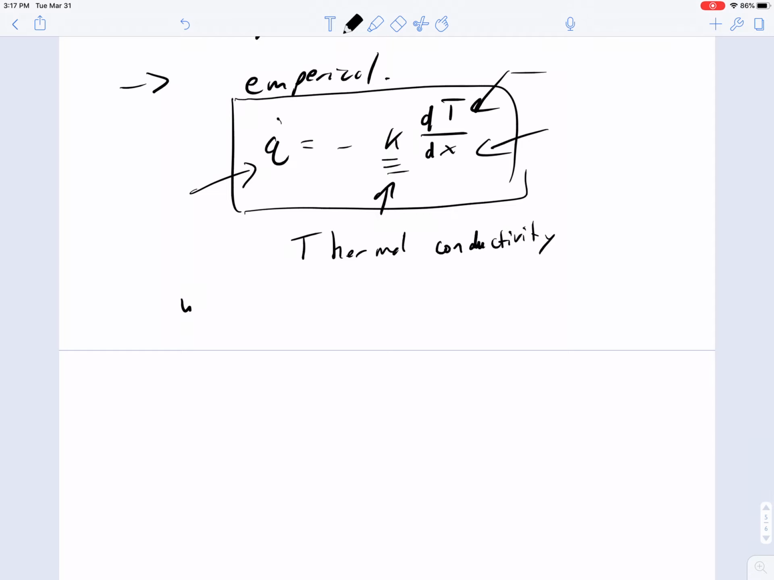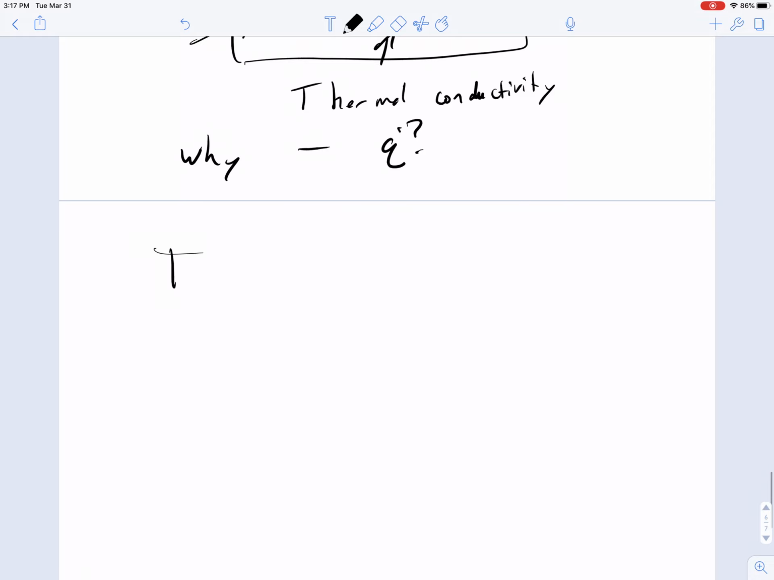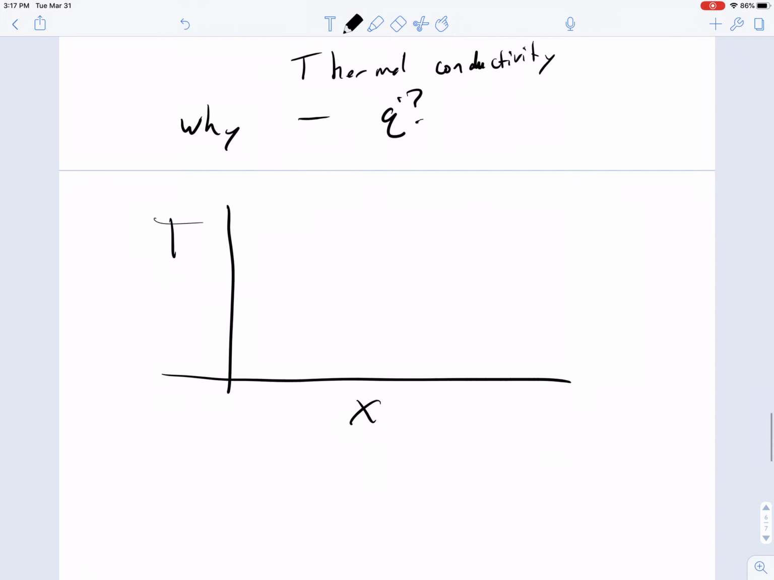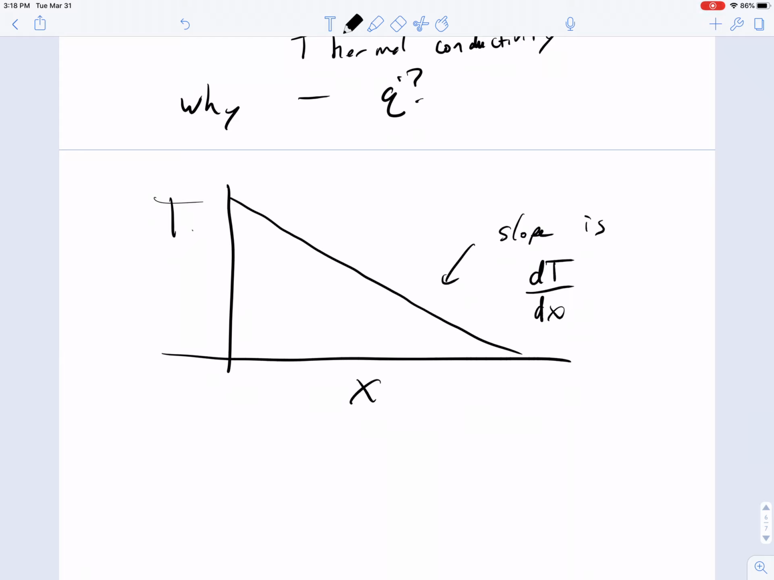But question, why minus Q? Well, heat, according to Fourier's law, transfers down from hot to cold. So if the temperature profile from this temperature in that region of space to this one is like this, the slope here is the change in temperature as a function of x. And so is this slope less than, greater than, or equal to 0? Well, the slope here is negative.